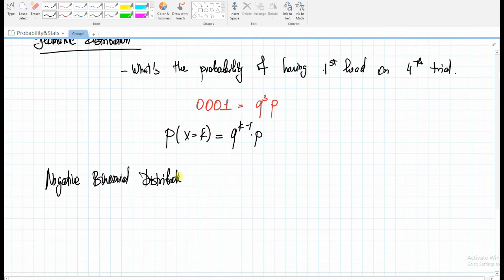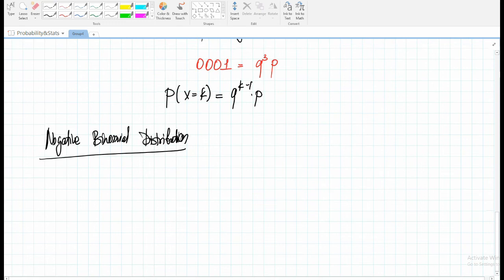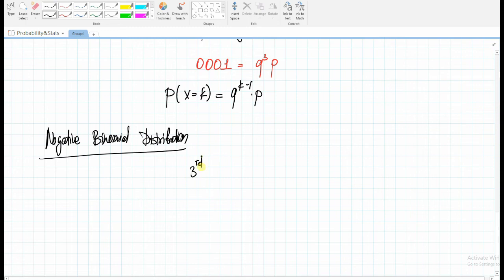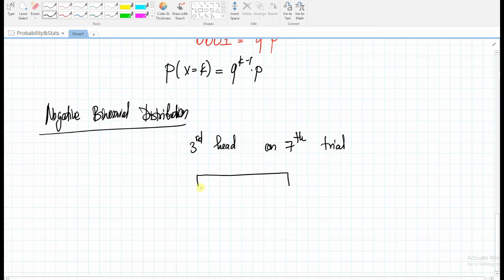So let's say like this. I would like to calculate the probability of having the third head on the seventh trial. What is the probability that I will get the third head exactly on the seventh trial? So what I will do is make seven boxes: 1, 2, 3, 4, 5, 6, 7. Okay? Seven boxes. So I need to write down the results after each trial. I will put either 0 or 1.